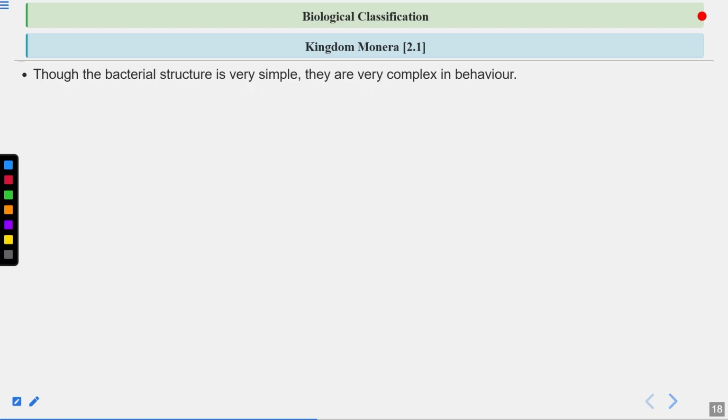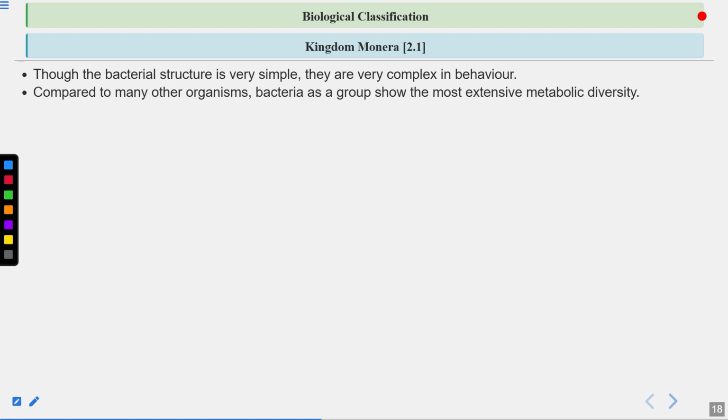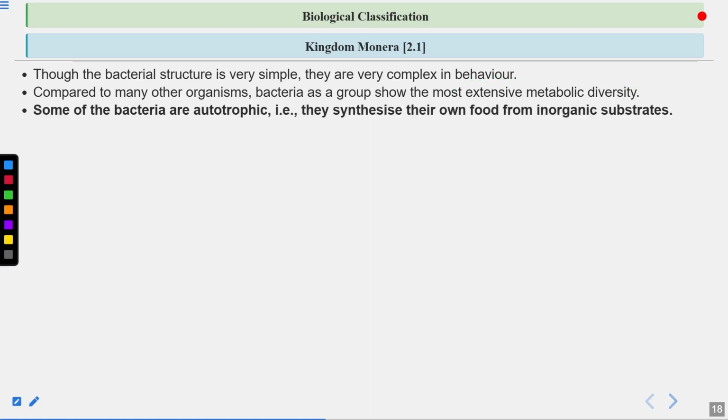Though the bacterial structure is very simple, they have very complex behavior. They have extensive metabolic diversity. Again, this is very important. Underline this, it is very important for your NEET exam. They have extensive metabolic diversity, and this helps them to survive in various conditions, environments, and habitats.